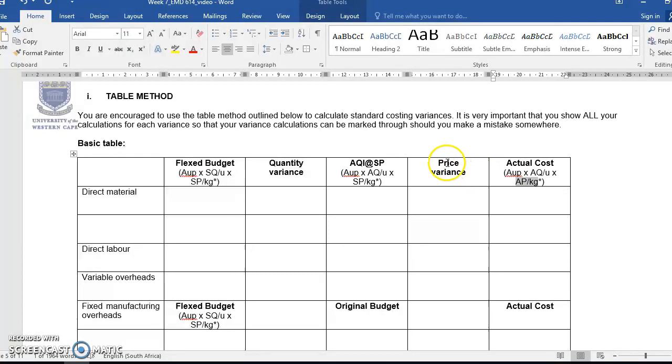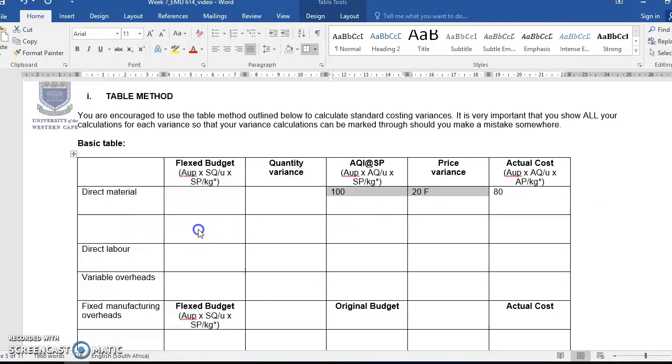So the difference between these two columns is the price variance. In other words, if I were to get an answer of 100 there, 80 there, the difference here would be 20, and then it's a case of, okay, well, 80 is less than 100, so my actual cost is lower than what I thought it would be, so that would be a favorable variance because you want a lower cost. But once this is filled in and that is filled in, this is just merely the difference.